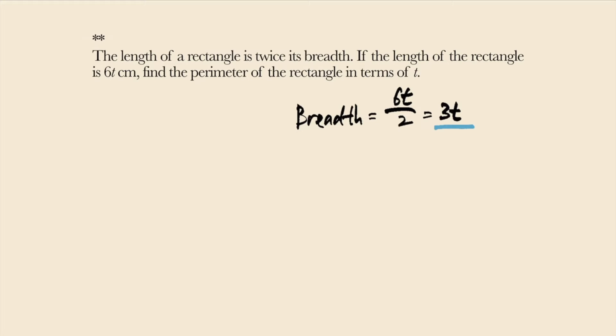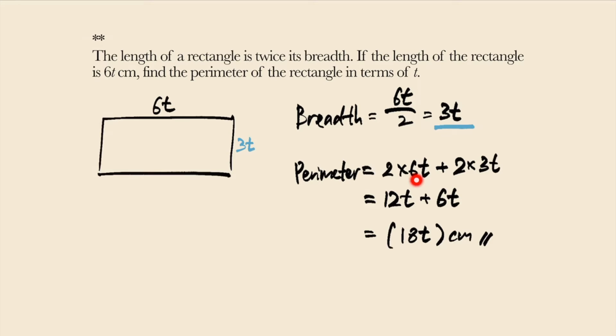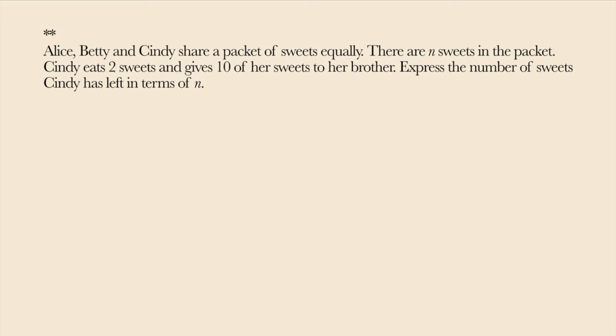The length of a rectangle is twice its breadth. So if the length is 6t, what's the breadth? Half of it, 3t. So a model would look like this, breadth, length. What's the perimeter? In other words, 2 lengths plus 2 breadths. So the perimeter would be 2 lengths plus 2 breadths, giving us 18t centimeters.